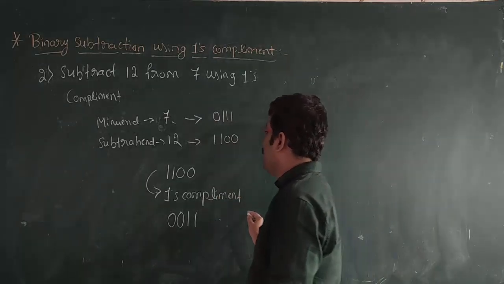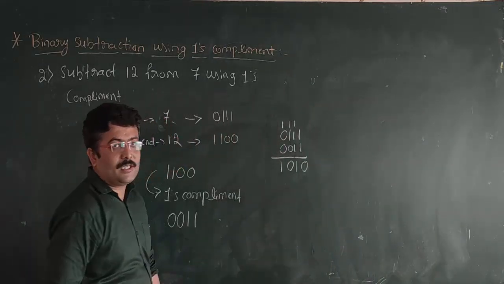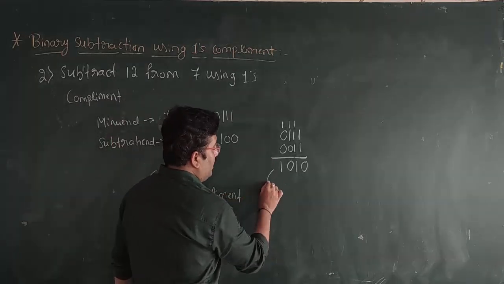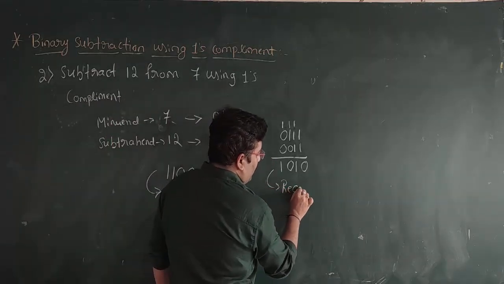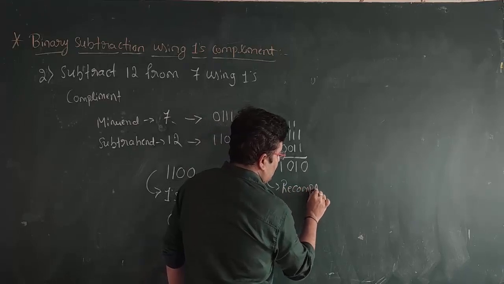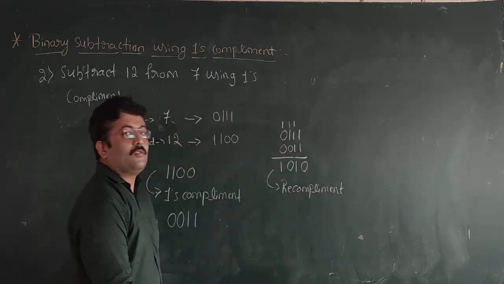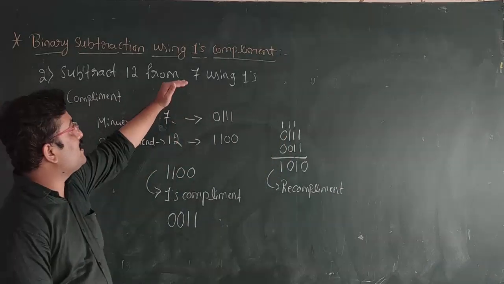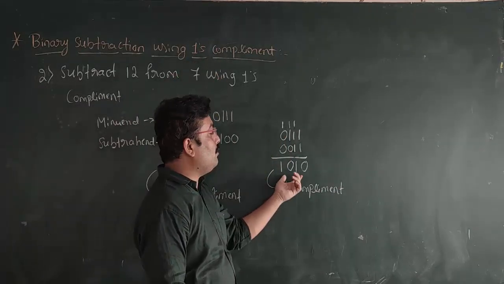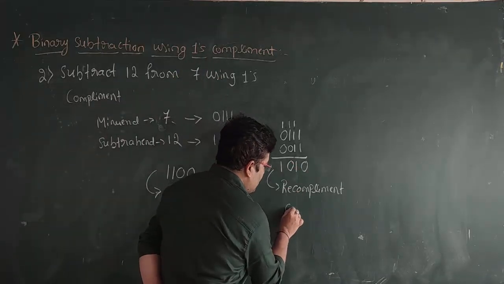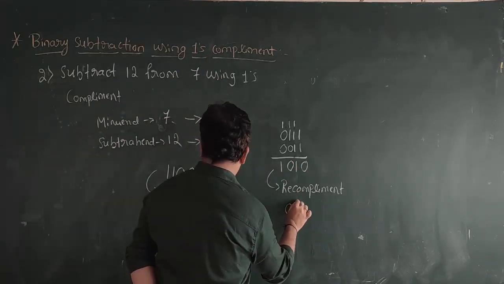So next step, here the end-around carry is not generated. So here carry is not generated. So again I am recomplementing the answer. So recomplement means I am doing the 1's complement method. So again I want to do the 1's complement of this. So 1 is replaced by 0, 0 is replaced by 1.